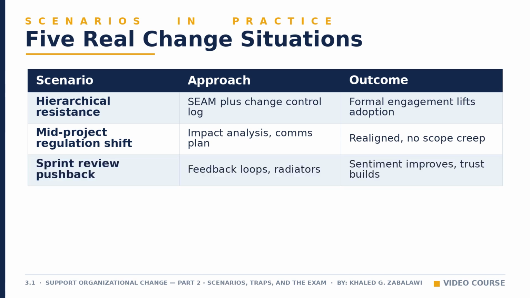During a fintech sprint review, users push back on new interface changes rooted in habit. The team hosts feedback workshops, displays trends on information radiators, and reprioritizes the backlog with user input. Sentiment improves as people see feedback change the product.